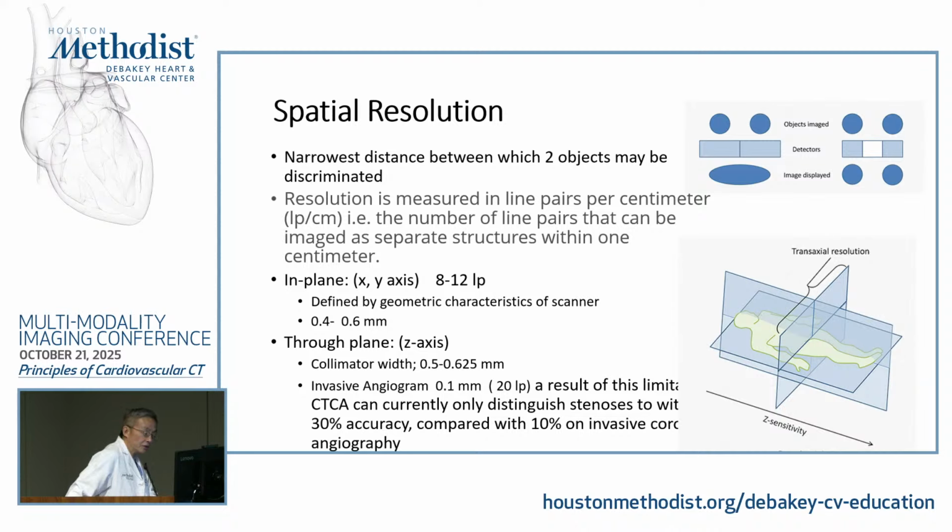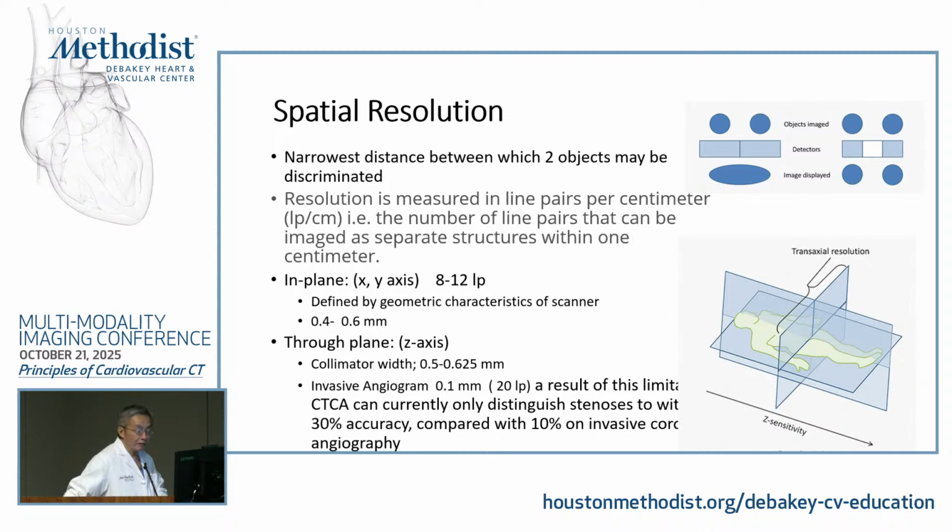So if your image looks like one elongated structure, versus if you have a 50% smaller detector, you can actually tell the difference apart. So this is not that different from other imaging modalities. The spatial resolution, remember, you have what we call in-plane. When you do the axial view, X and Y axis, it is usually determined by geometric characteristics of the scanner, and most of them have it between 0.4 to 0.5.